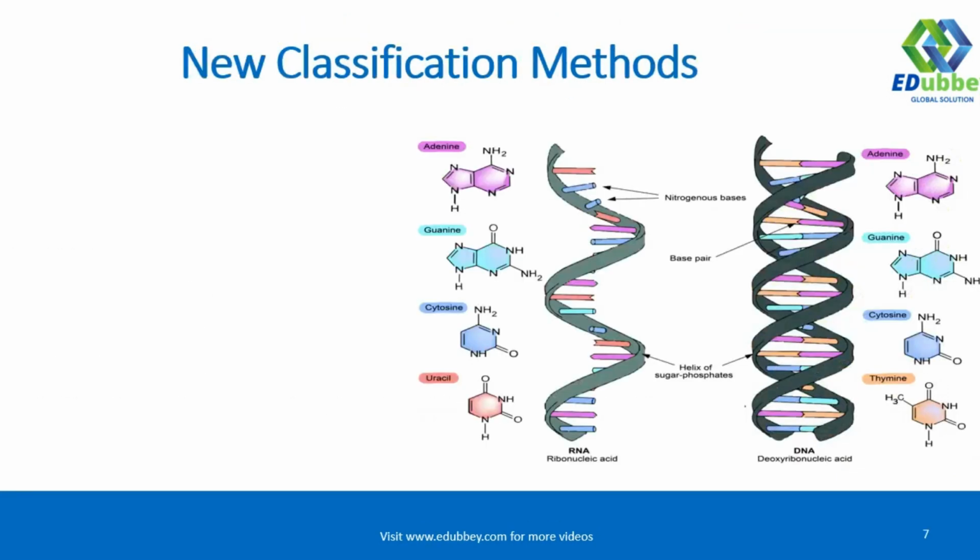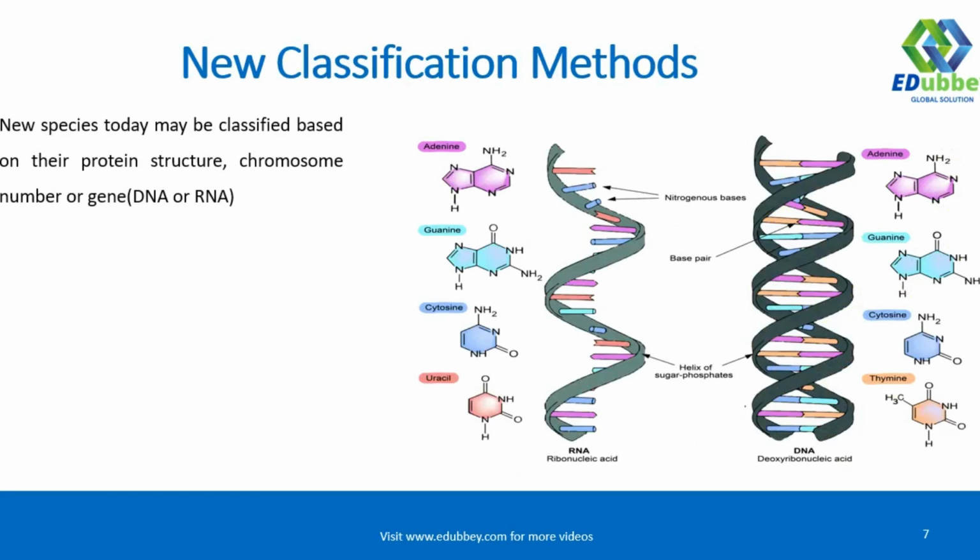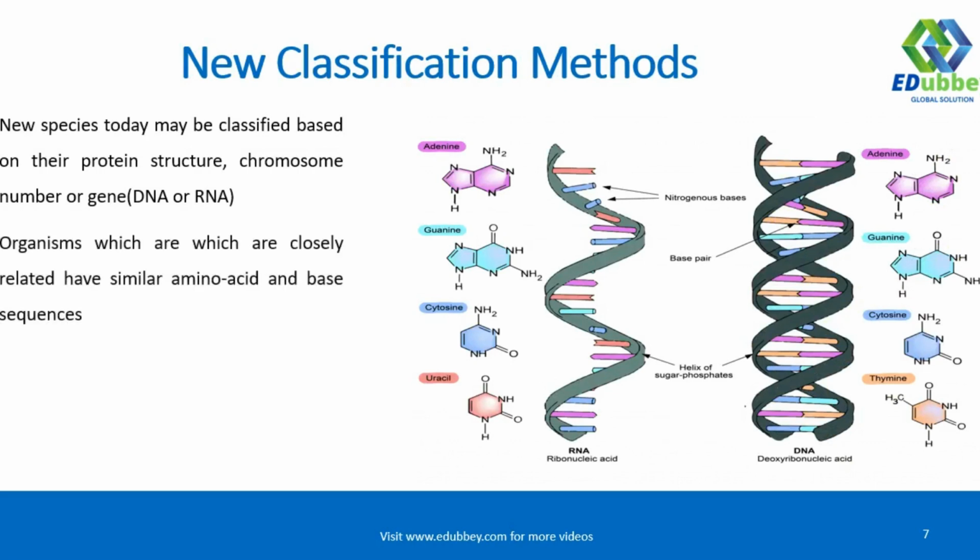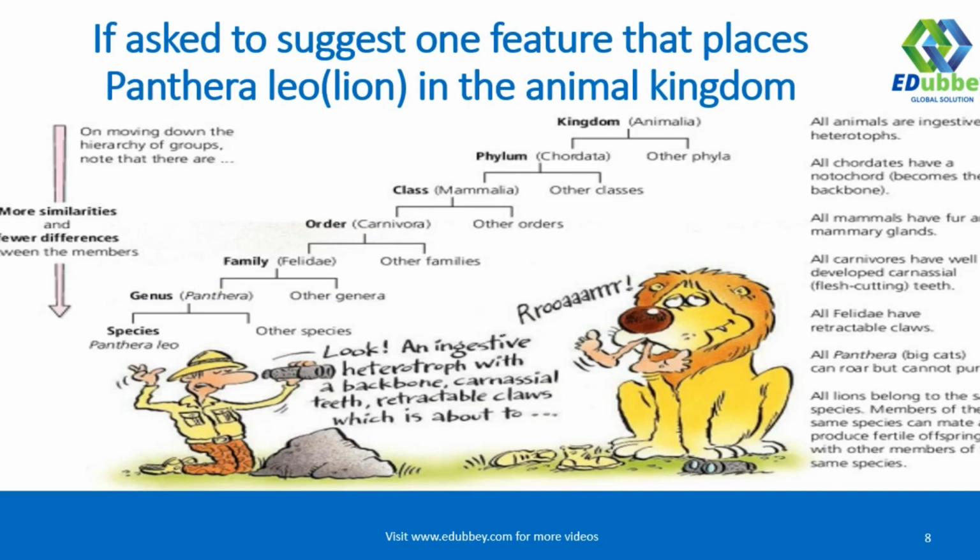Recently, there are new classification methods. New species today may be classified based on their protein structure, chromosome number, or gene. Organisms which are closely related have similar amino acid and base sequences. If asked to suggest one feature that places Panthera leo, that is the lion, in the animal kingdom, our obvious answer will be that it is an ingestive heterotroph. That is, it depends on other organisms for its food.